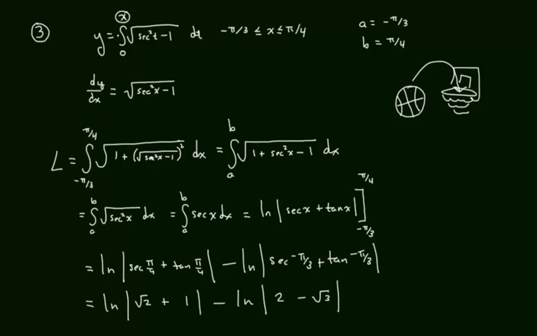So that's about as far as I'd like it to go. Of course, you could simplify this to the natural log of radical 2 plus 1 over 2 minus radical 3. That's as far as I need you to go. In fact, I probably wouldn't ask you to go that far. I just think it's really neat that we're combining a bunch of these techniques and concepts throughout the course of the year to find the length of this special curve y.